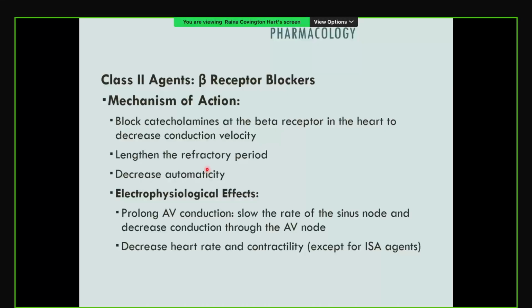It controls those symptoms that your patient is going to be experiencing. Okay, here are some other effects that you could see. So prolonging your AV conduction, decreasing your heart rate and contractility is the big idea that I want you to see here. Except for your ISA agents, we talked about this in Pharm 1.